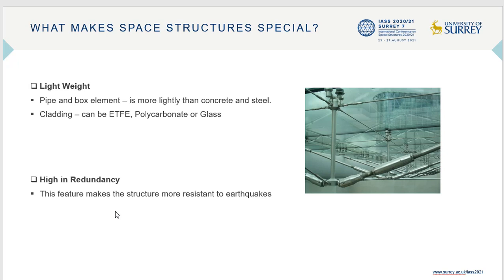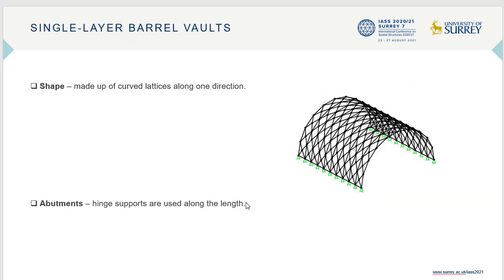And another factor is high redundancy. This characteristic makes the structure more resistant to earthquakes. In this research, we concentrate on single layer barrel vaults. Two features of these structures are shape, which is made of curved lattice along one direction, and abutments, in other words supports, which are used along the length.